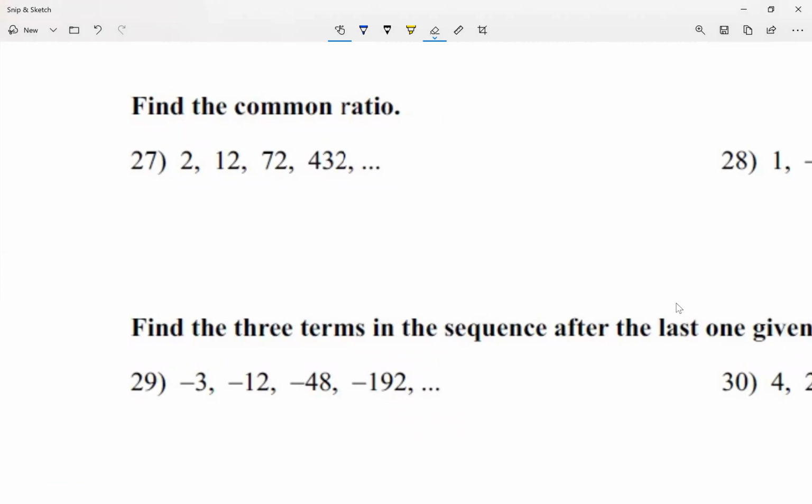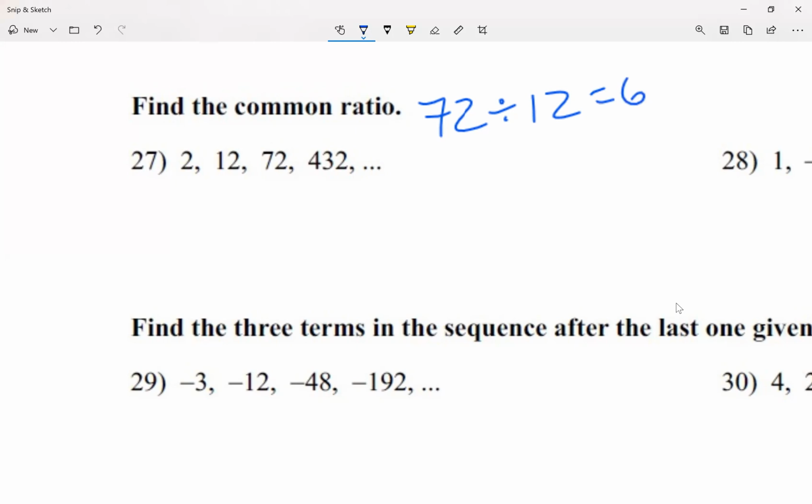In this case, what we're doing is multiplying. If you can figure out 2 times what equals 12, well, great, that is the ratio. Now, if we cannot tell, I'm going to take a number from the list and divide it by the previous number. What do I mean by that? Any number from the list. I'm just going to choose 72, and divide it by the previous number. 72 divided by 12. We could have done 432 divided by 72, or 12 divided by 2. Any number divided by the previous number.